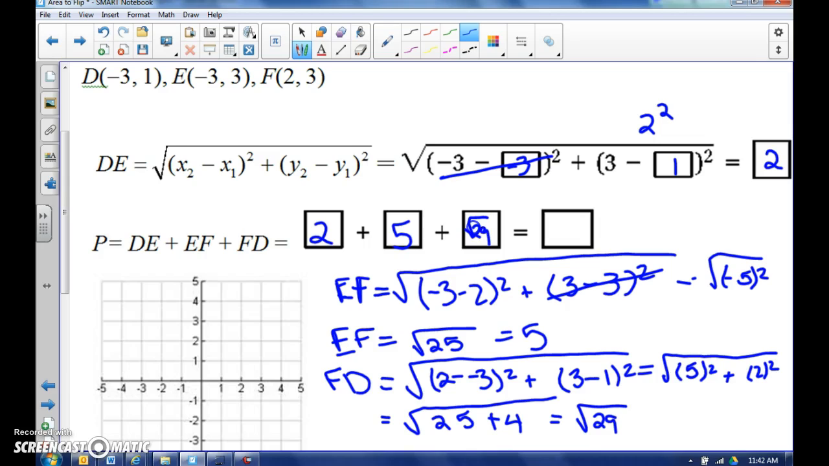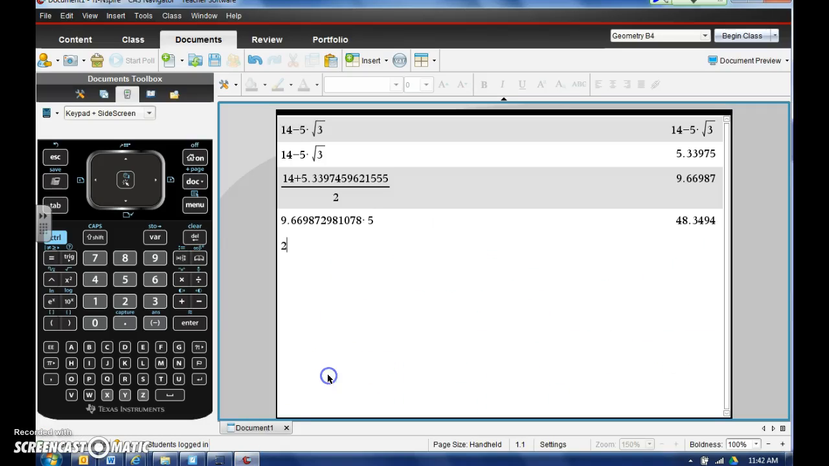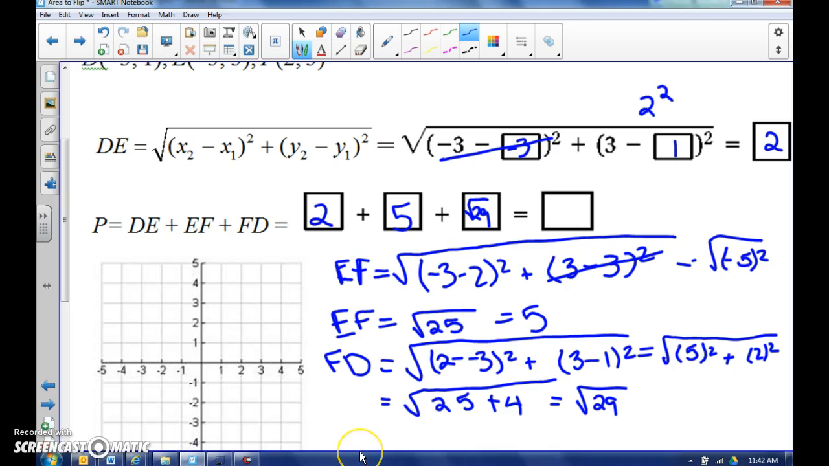So I'm going to jump into my calculator now because that's clearly not going to give me a nice number. I have 2 plus 5 plus the square root of 29. Oh goodness, did it again. Control Enter. 12.3852. So we get the perimeter is 12.3852 as our final answer.